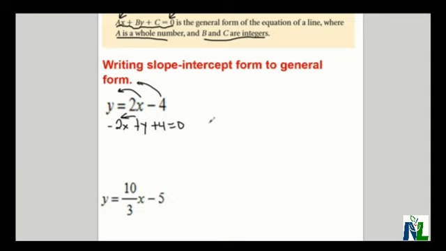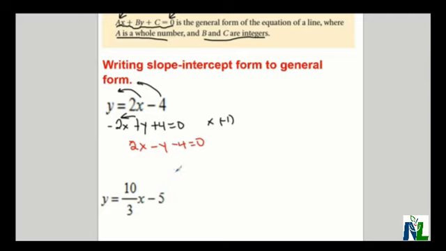So to fix that, we would multiply the full equation by negative 1. That would give us 2x, which is what we want, a whole number, subtract y, subtract 4 is equal to 0. And now that is in general form.